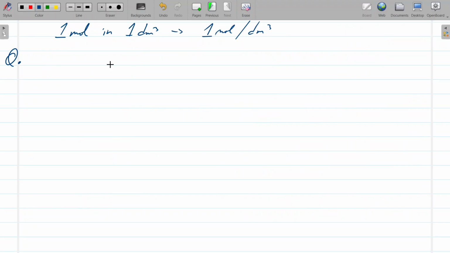So the question we have is to calculate the concentration of a solution of sodium hydroxide. So what is the concentration of sodium hydroxide? That is what we want to find, which was made by dissolving 10 grams of sodium hydroxide. So you took 10 grams of NaOH and you put that in water up to 250 cm cube.